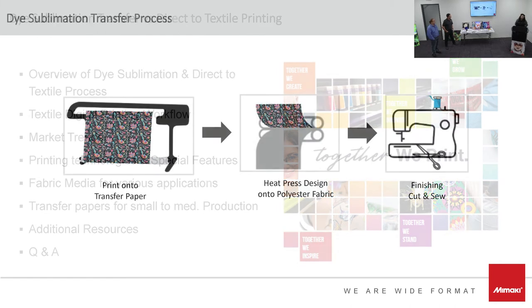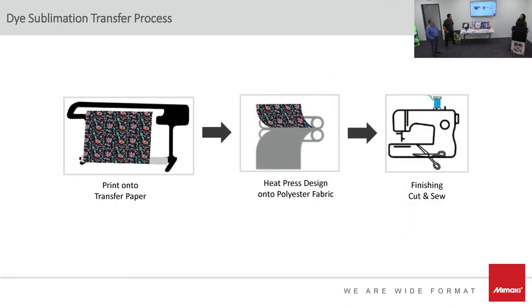So let's just get into the dye sublimation transfer process. The first step in this process is printing onto transfer paper. After that, you move on to your heat pressing process. This is basically where the ink goes from a solid form on the paper to a gas form, basically skipping the liquid form, and back onto a solid form onto polyester fabric. And then once that step is done, you'll move on to your finishing, which is your cut and sew of your goods.